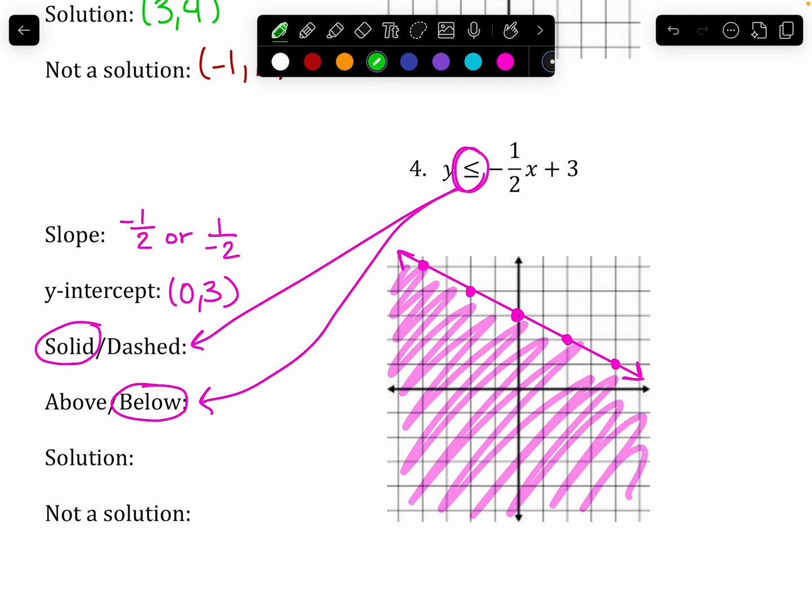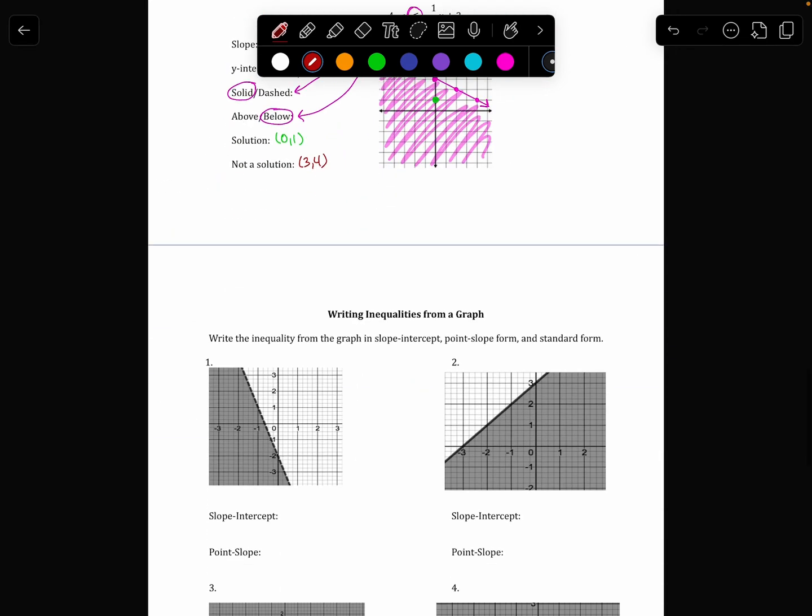And then I'm supposed to shade below, which is all of this space. It's so much space. All right, something that is a solution is this guy right here. So I'm going to say 0, 1 is a solution. And then I'm just going to pick this coordinate out here, 1, 2, 3, 1, 2, 3, 4. So 3, 4 would not be a solution.